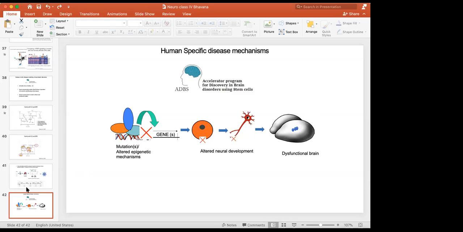So I think that's it. I have only that much to tell you all about nervous system development, going all the way from mouse to the organoids. And if there are any questions, please feel free to ask them.